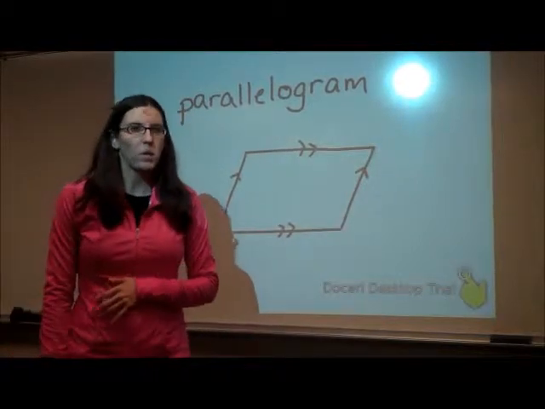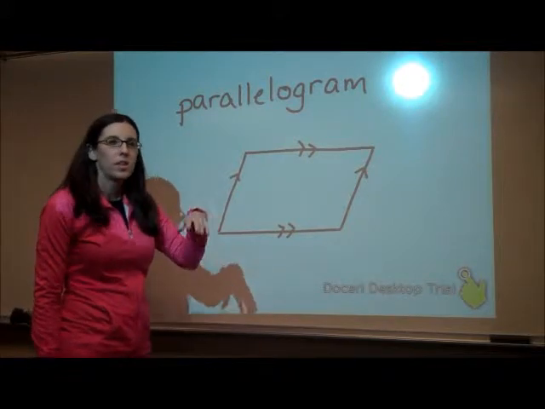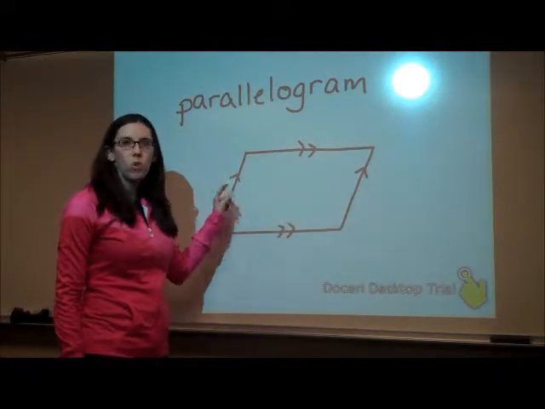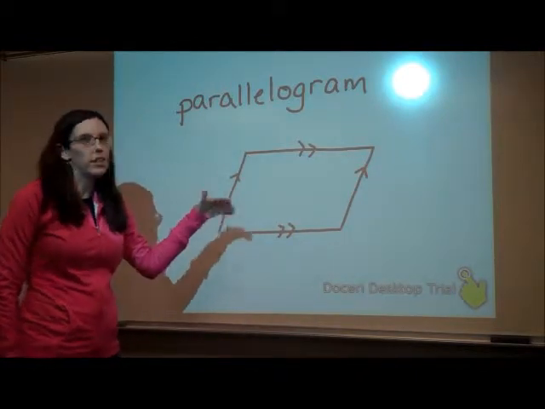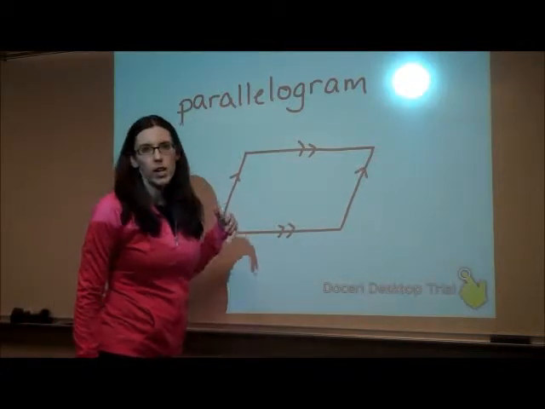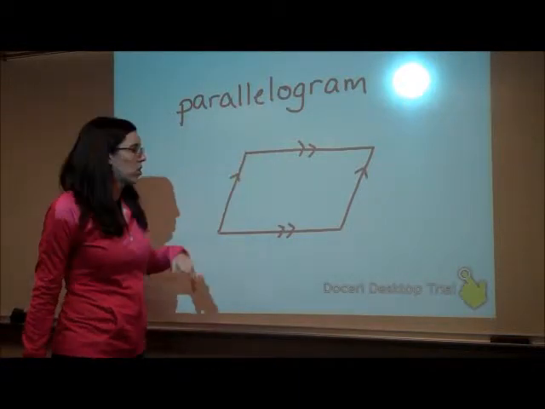Now we're going to talk about a kind of polygon called a parallelogram. Not only is it a polygon, but it's a quadrilateral because it has 4 sides, quad meaning 4. The easy way to refer to a parallelogram is as a tilted rectangle, because it looks like we had a rectangle that somebody pushed over.